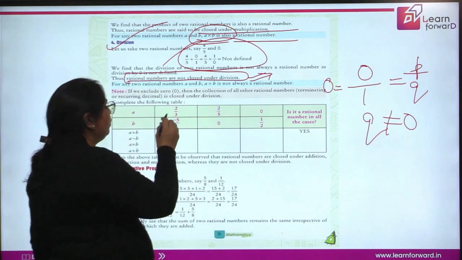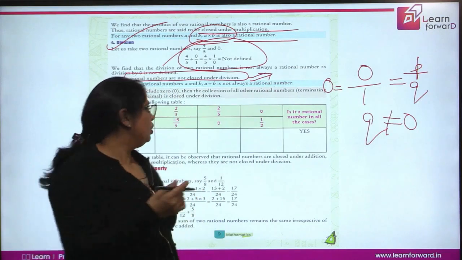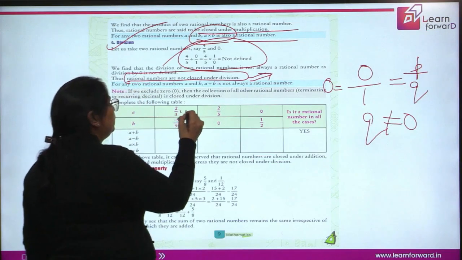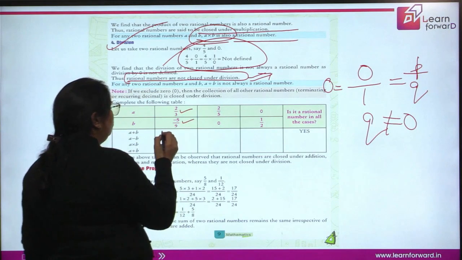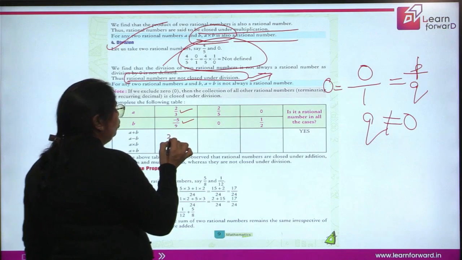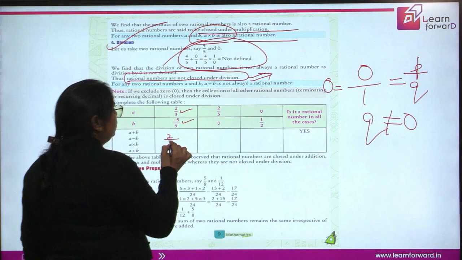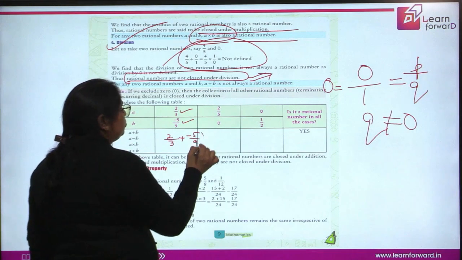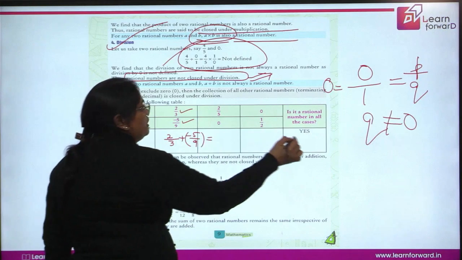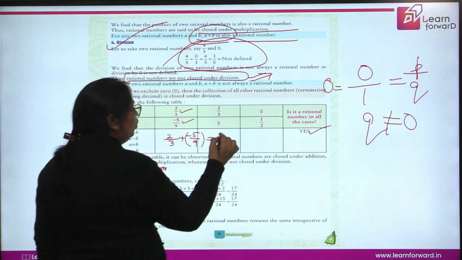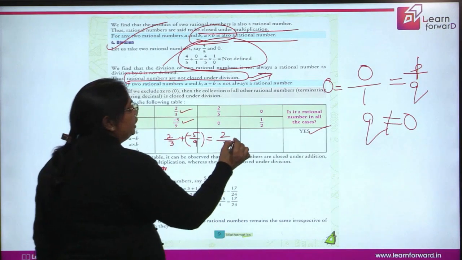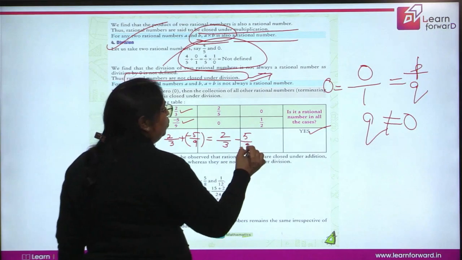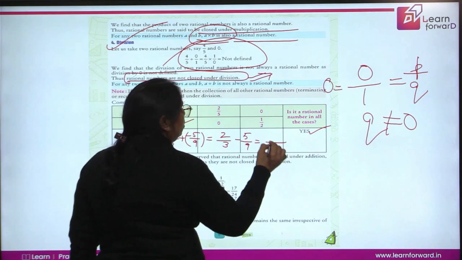Here is an example. This is an exercise for you. We are taking two rational numbers, 2 upon 3 and 5 upon 9. Let me do the first one for you. 2 upon 3 plus minus 5 upon 9. I am adding, the answer is already given to you. 2 upon 3 minus 5 upon 9 will be equal to, LCM will be 9.